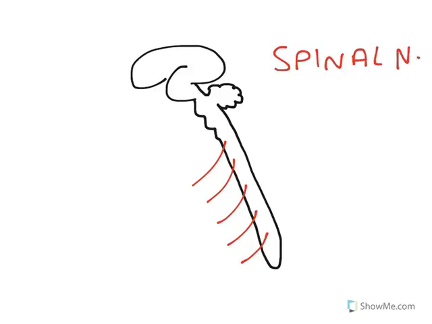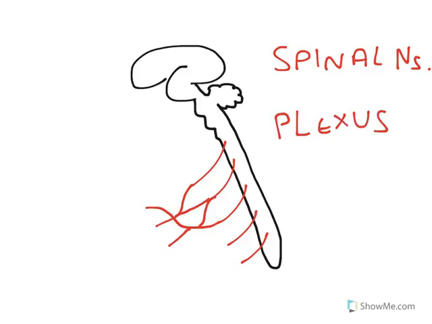Now, spinal nerves can do something very interesting, because it is not the case that each individual spinal nerve supplies just one muscle. What spinal nerves can do is they can actually merge together in this kind of way to form what is known as a plexus. So spinal nerves can merge together to form a plexus, so that each of these individual nerves emerging from the plexus themselves supply a given muscle.